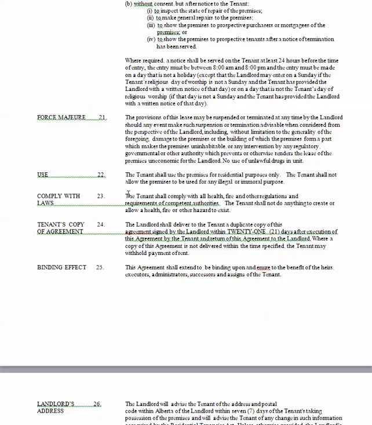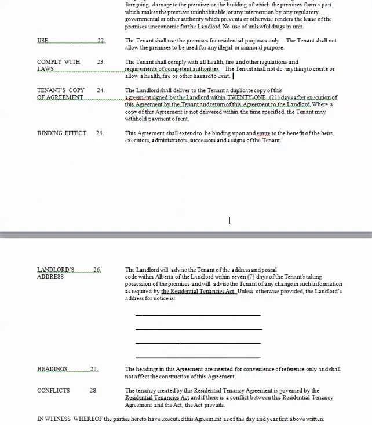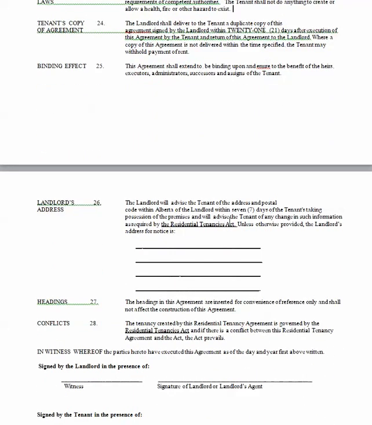The tenant shall use the premises for residential purposes only. You will not be allowed to use it for any illegal or immoral purposes. Then, compliance with the law: the tenant shall comply with the health, fire, and other regulations and requirements of the competent authorities. Tenant's copy of agreement. You're going to get a copy of the agreement within 21 days, and this should be sent to us by the caretaker as soon as it's done.